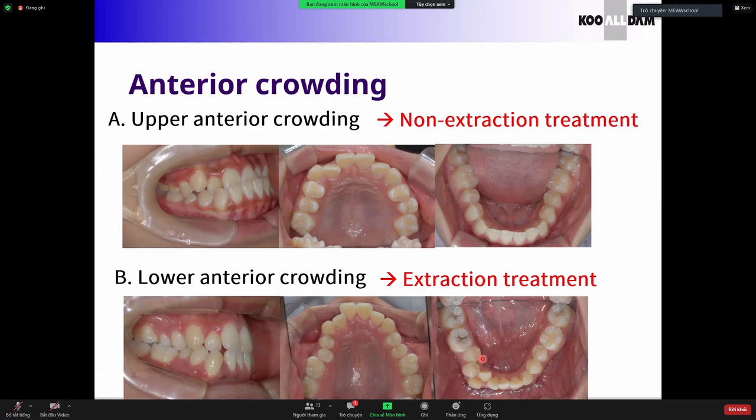So it is difficult to achieve this in this patient, and without extraction treatment, it is not easy.